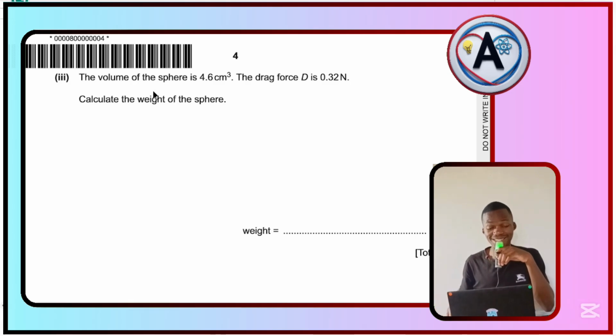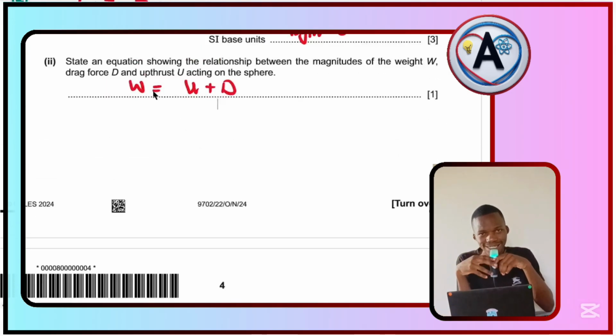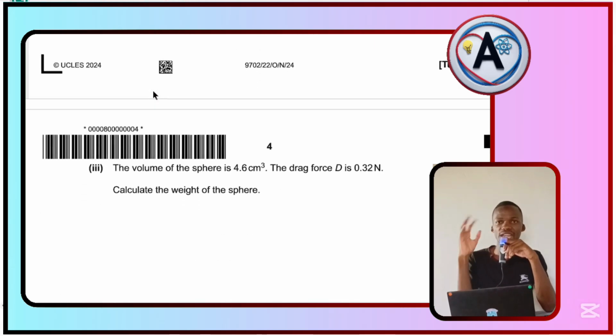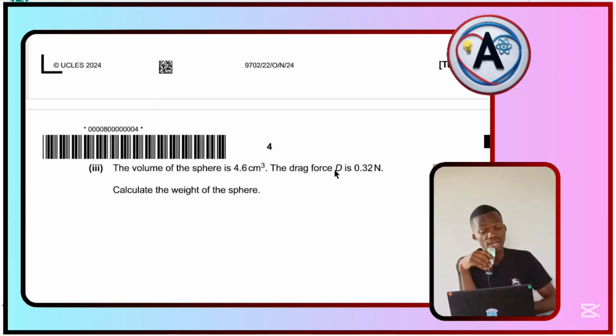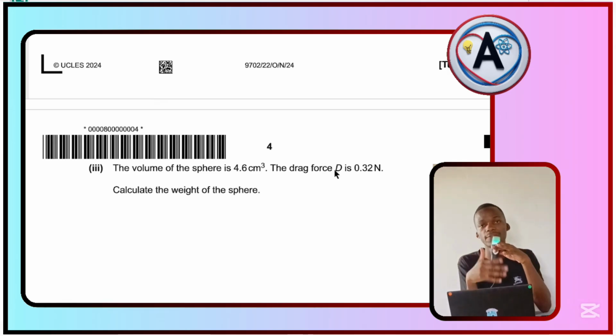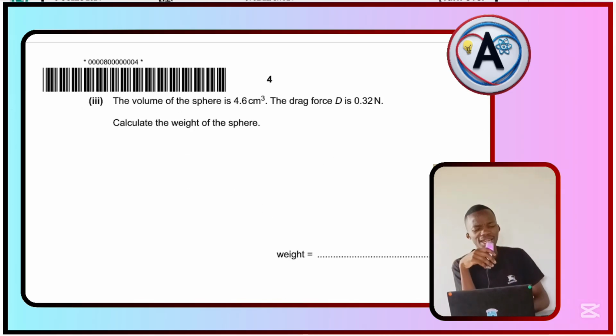Now, what I love about physics is that these questions are so related. In the last question, you had a relationship between weight, upthrust, and drag force. You already know what the drag force is, so giving me the volume means I have to use that somehow to find the upthrust. Now you're going to ask yourself, what formula can I use to calculate the upthrust? Now I love this because upthrust has a special little formula that we use. Upthrust is actually equal to rho g times v.